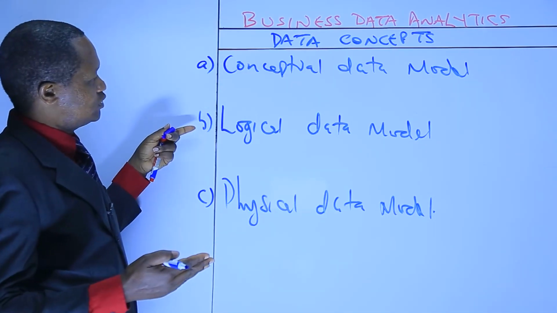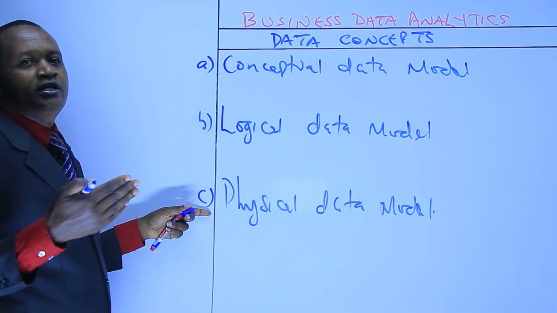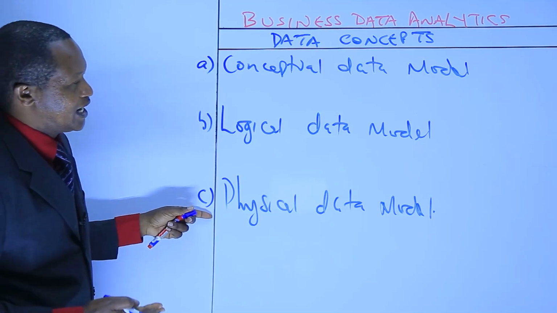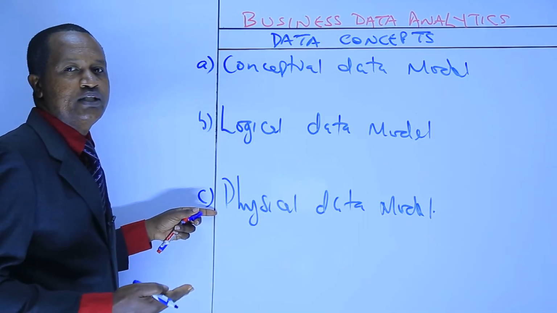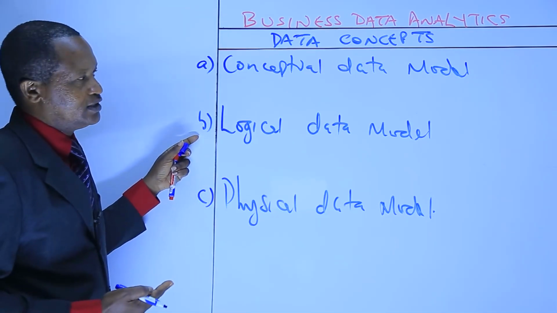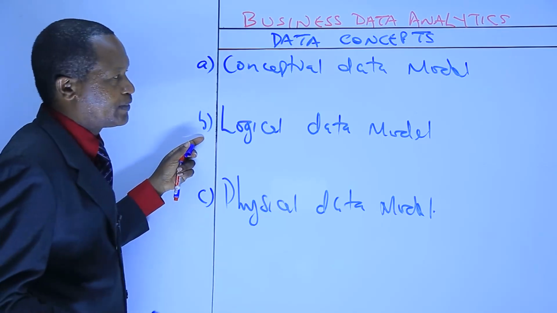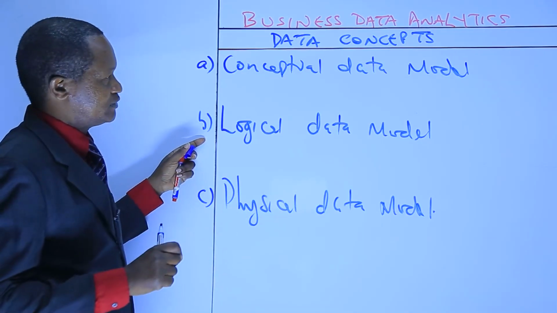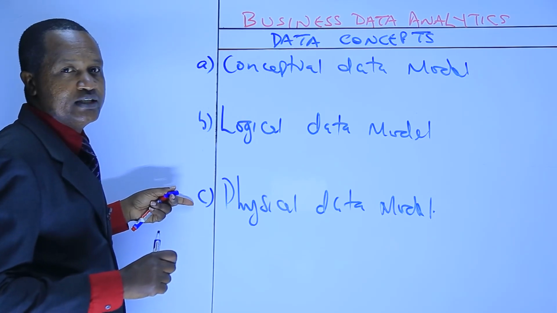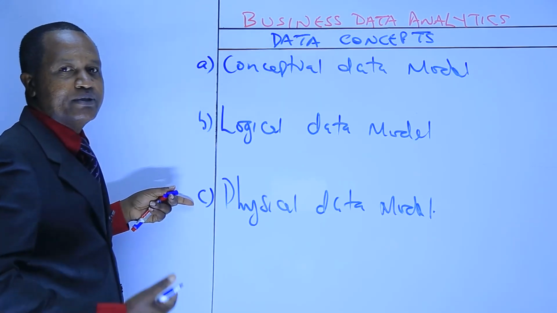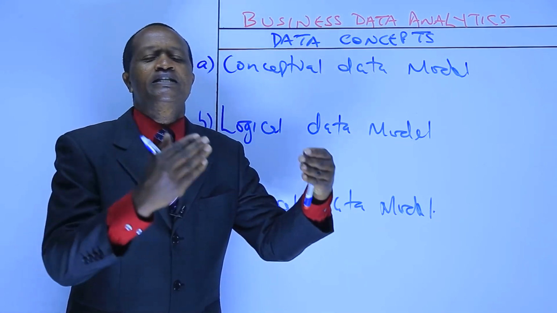Now, candidates, conceptual, logical, and physical data models are different levels of abstraction in data modeling that represent different aspects of data and its structure. These three. All right? They do what? They represent different aspects of data and the structure of data in data modeling.